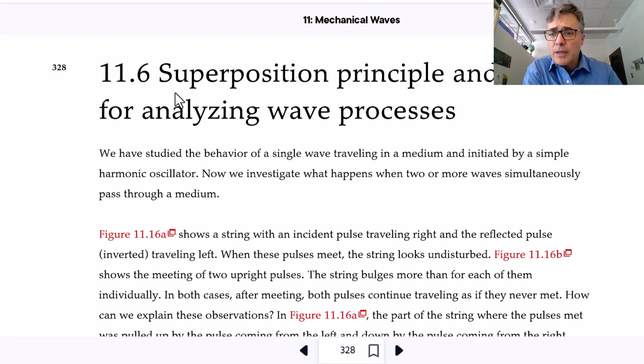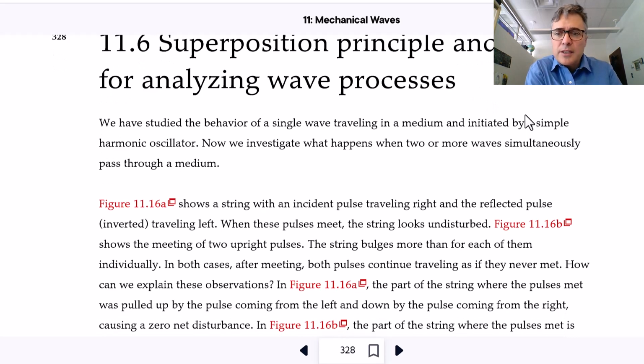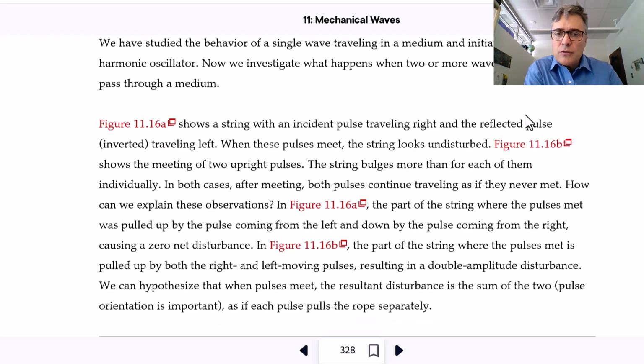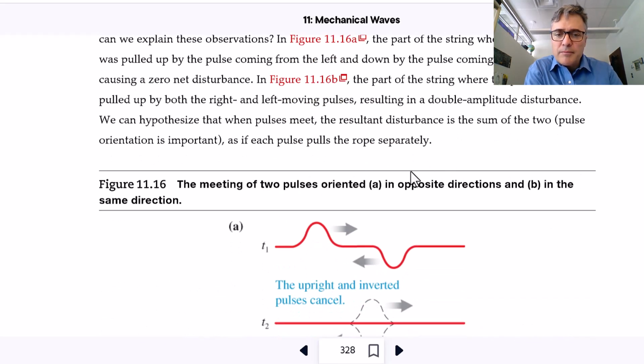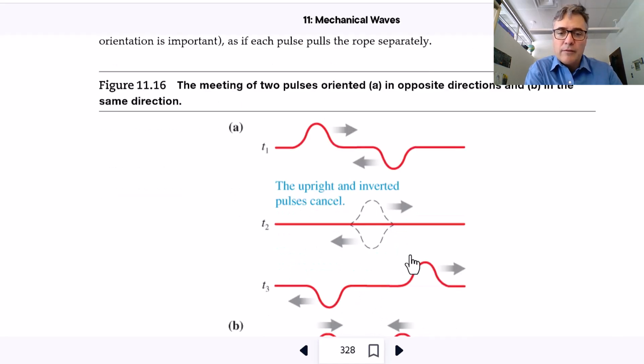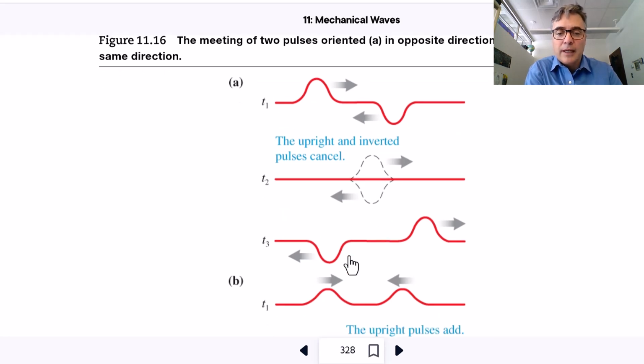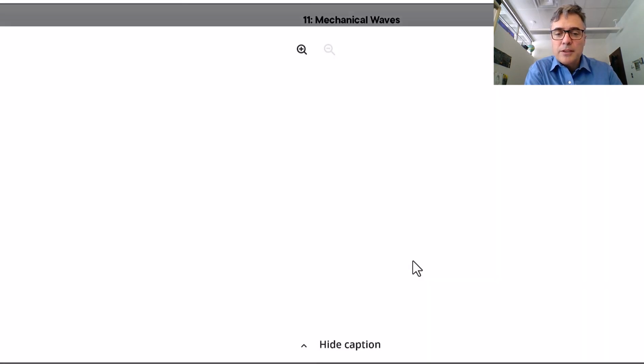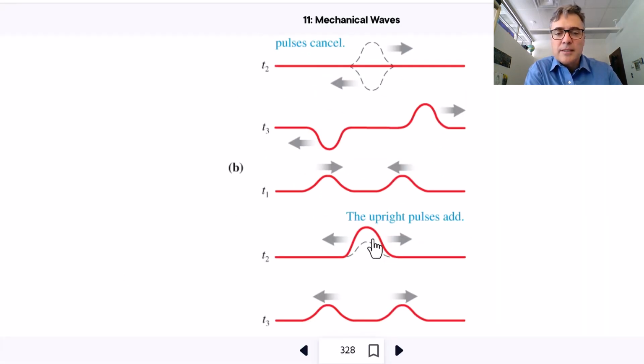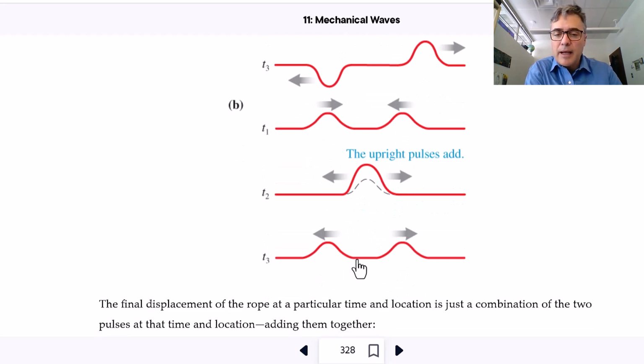So we're in chapter 11, section 11.6, superposition principle and skills for analyzing wave processes. Definitely read through this, but the basic idea is you're asking the question, what happens when one wave pulse meets another wave pulse? They show you that if there's one up pulse and one down pulse and they end up at the same place, they briefly disappear and then reappear again. And if you have two upward pulses going towards each other, then when they meet at the same place, the upright pulses add and then they pass through each other.